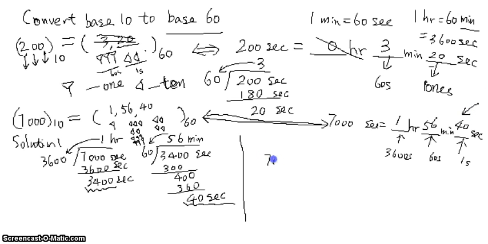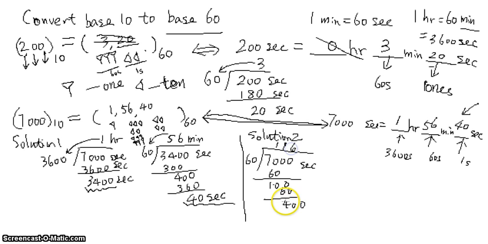So we take 7,000 and divide it by, let me write down, mark here, that's solution 2. Take 7,000 divided by 60. So I'm going to figure out 7,000 seconds contain how many minutes first instead of how many hours. So 7,000 divided by 60, I do a long division here and get 116. So we have 116 here, and we have 40 seconds left.